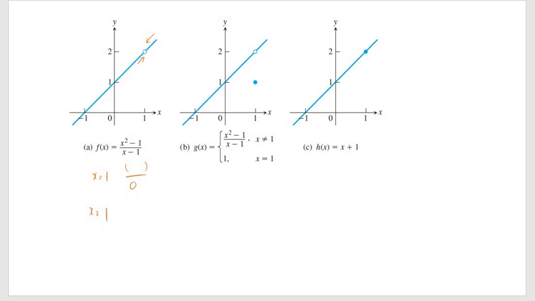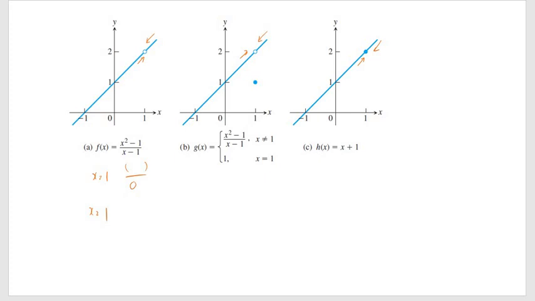So if you look at the limit as x tends to 1, it is 2. From the left side and the right side, it's 2. So here the limit is 2 as well. And in this one it is quite clear: as x tends to 1, the limit is 2. So in all three of these functions, the limit as x tends to 1 is 2.